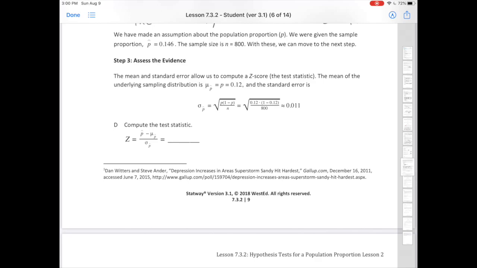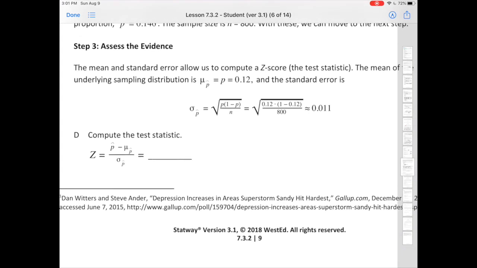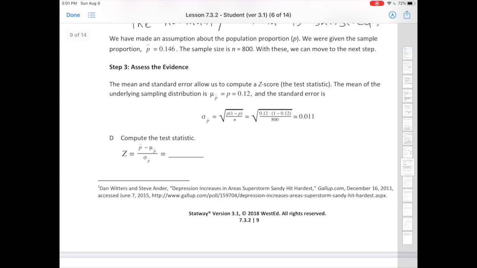Okay, step 3, assess the evidence. The mean and standard error allow us to compute a z-score, the test statistic. The mean of the underlying sampling distribution is mu sub p hat equals p equals 0.12. And the standard error, remember, you're always going to get by using this square root formula. So when you plug in the numbers, remember you're assuming that the p is true from the null hypothesis, you get 0.011.